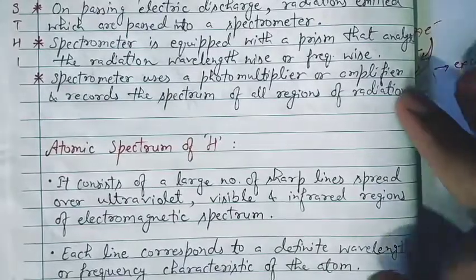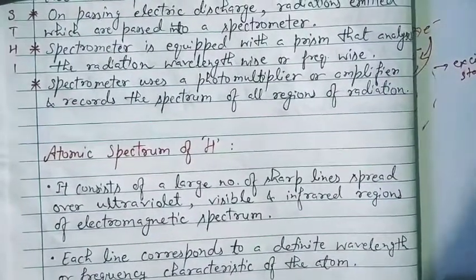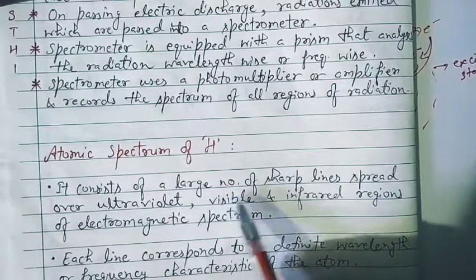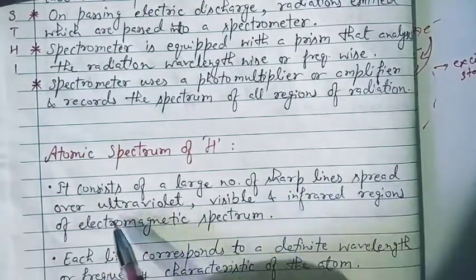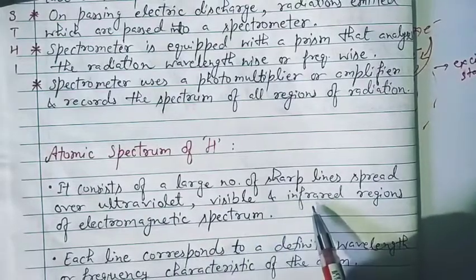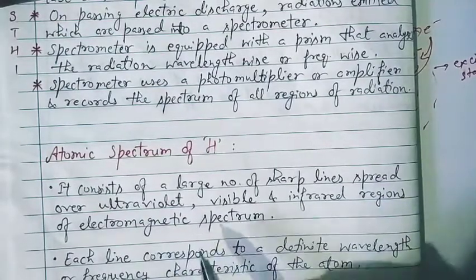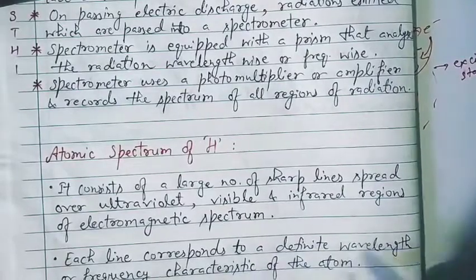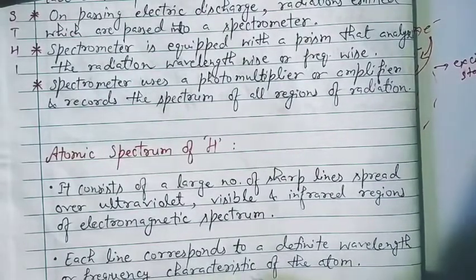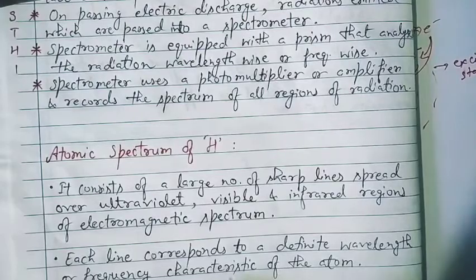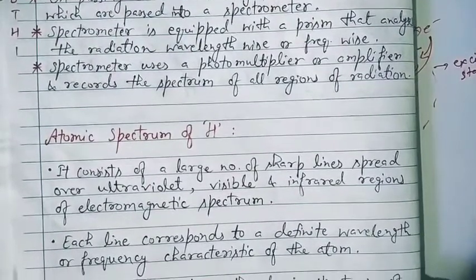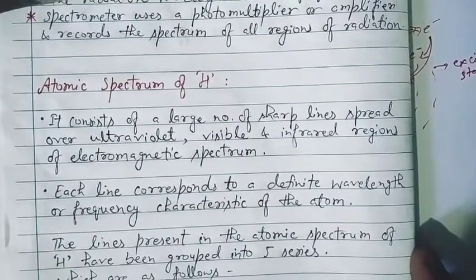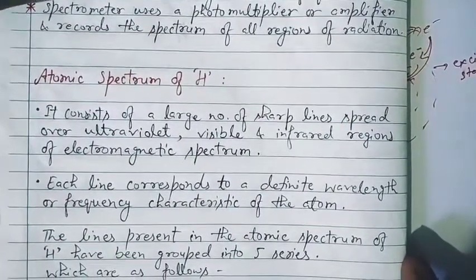Okay, let's study the atomic spectrum of hydrogen in detail. The hydrogen spectrum consists of a large number of sharp lines spread over ultraviolet, visible and infrared regions of the electromagnetic spectrum. Each line corresponds to a definite wavelength or frequency characteristic of the atom. I have already said that whatever energy is absorbed is of a particular wavelength, frequency or wave number.